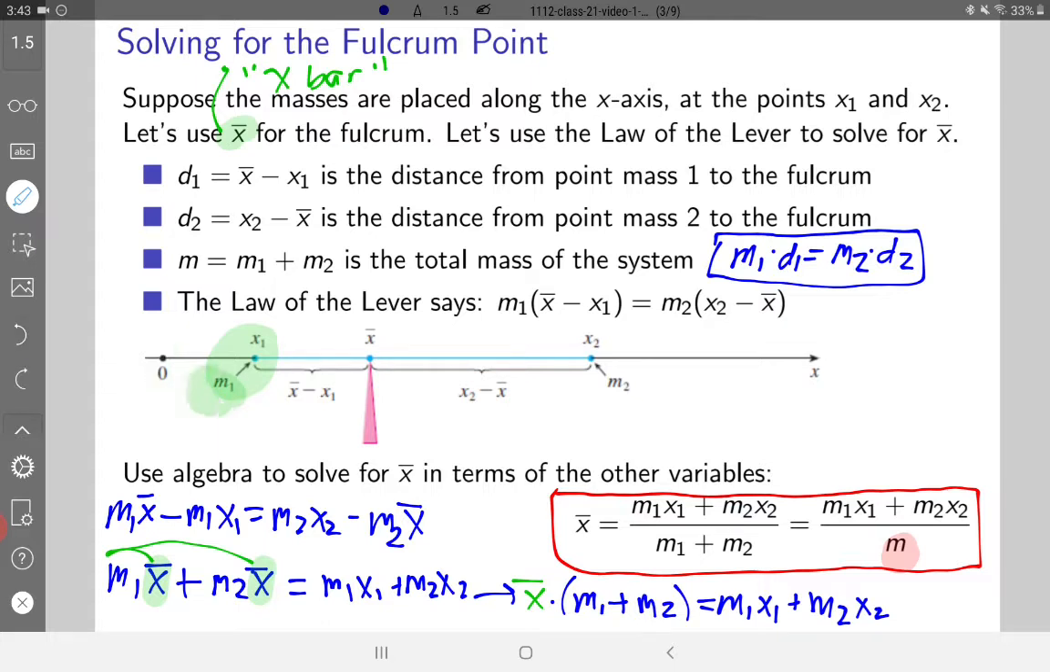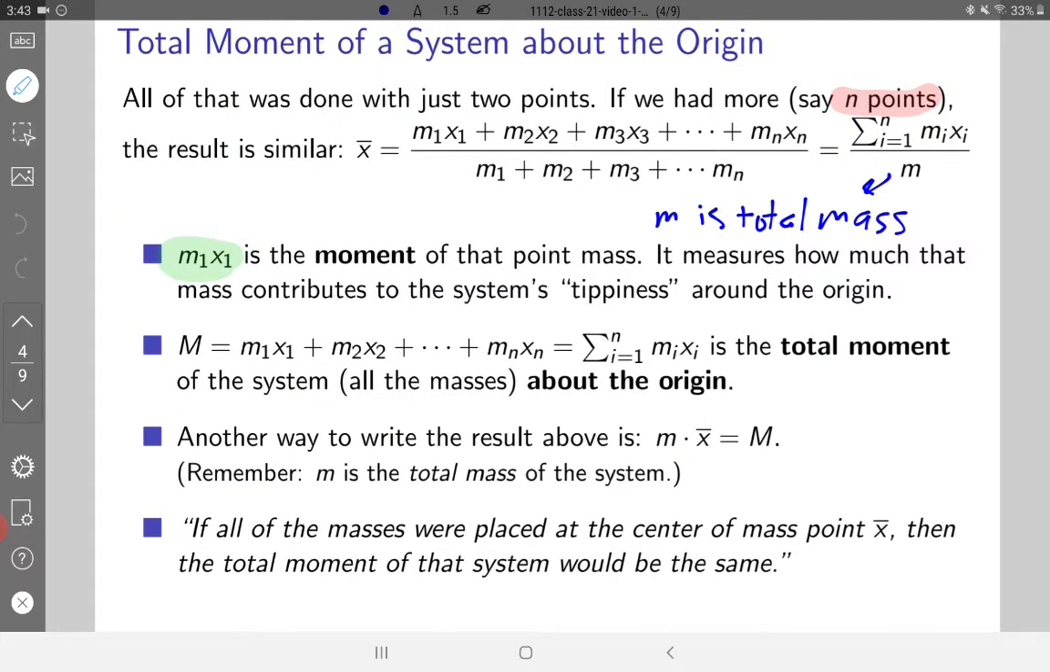Likewise, if I make m1 bigger, if I make that mass larger, that would also serve to make this whole system tip away from the origin. It makes it less likely that the origin is the fulcrum, the balancing point. And so having that product of m1 times x1 measures that tippiness. If either one of those quantities, the mass or the location, increases, that serves to increase that product, and it will say, hey, your system is more tippy around the origin. And so we're going to call that the moment for that point mass.